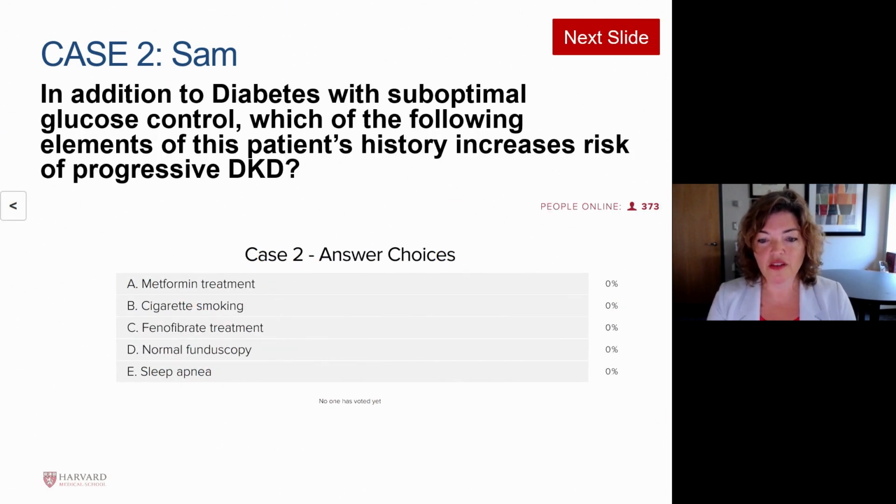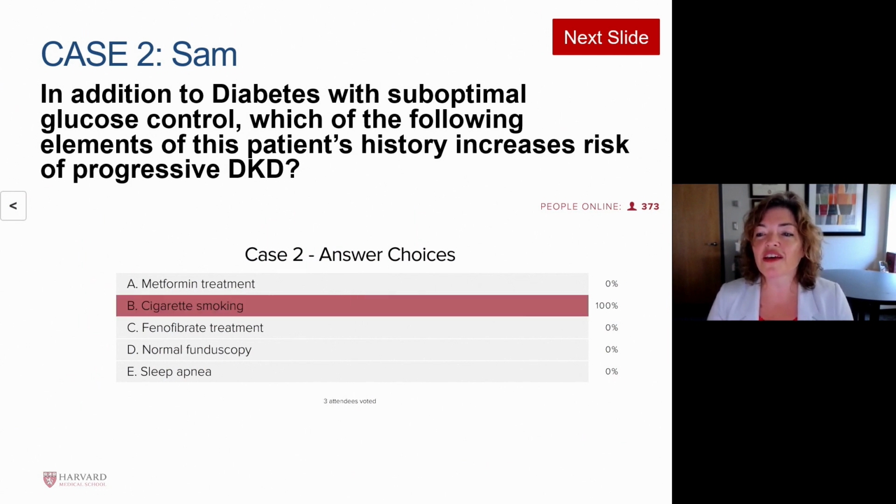Okay. So the first question is, in addition to diabetes with suboptimal glucose control, which of the following elements increases risk of progressive diabetic kidney disease? And you guys got it.